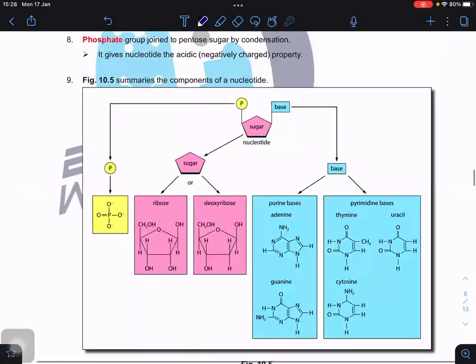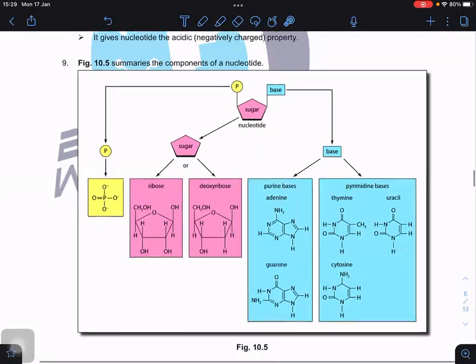How about the phosphate group? Phosphate groups join the pentose sugar by condensation. At this moment, I won't go into detail about how the phosphate group joins the nucleotides together to form a long chain, but basically the process is condensation. Therefore, a polynucleotide is a macromolecule. It gives the nucleotide acidic property because of the negative charge; they can donate protons, so they are acidic.